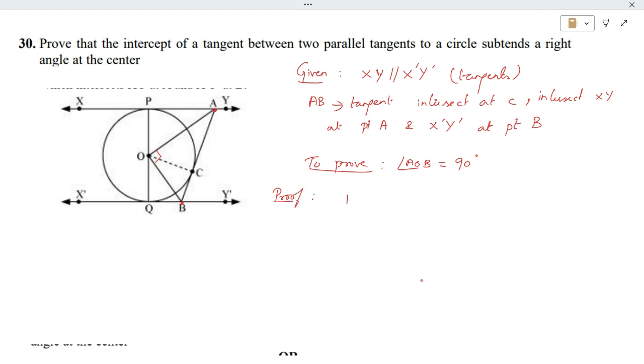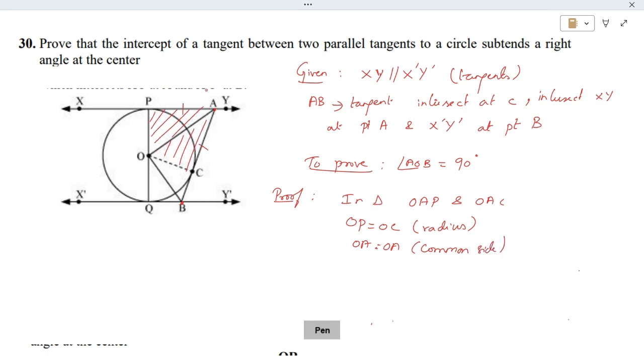So first let me consider the two triangles OAP and OAC. I'm considering these two triangles, so try to prove the congruency. I know that OP is equal to OC. Why? It is the radius. And OA is a common side, OA equals OA, isn't it? And also I know that from the external point the tangents are equal, so AP is equal to AC. The tangents from the external point to the points of contact of a circle are equal. So by SSS congruency, I know these triangles are congruent to each other, right?